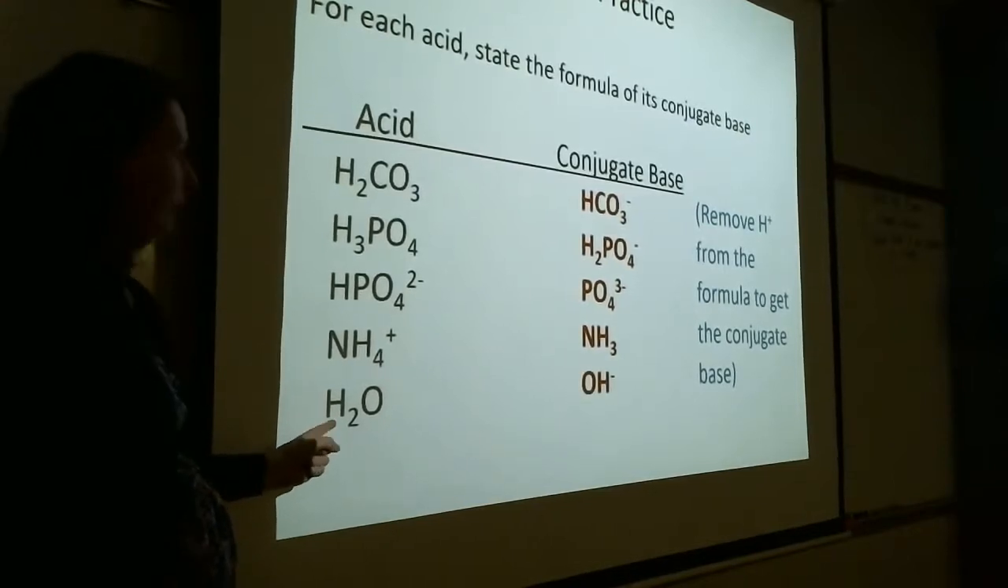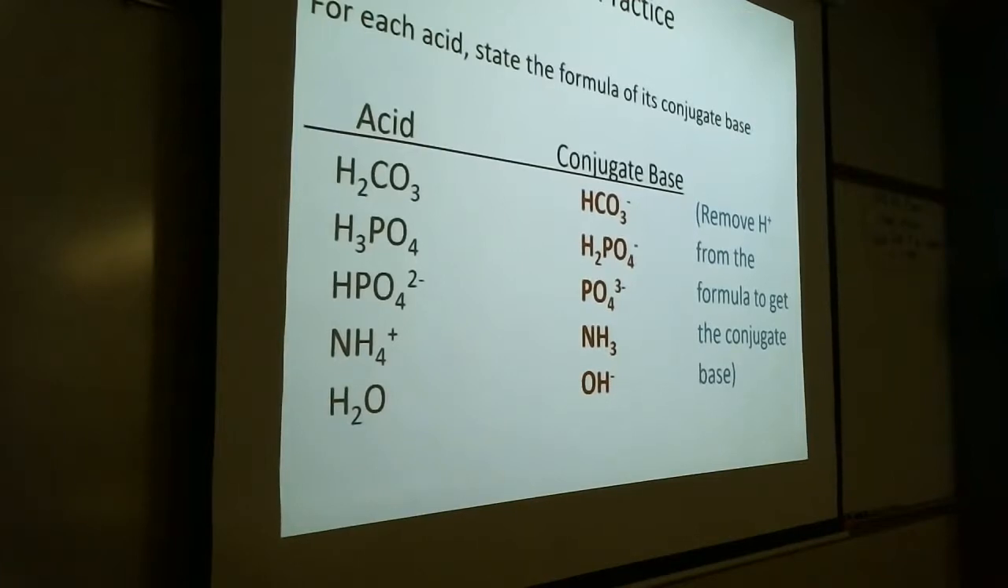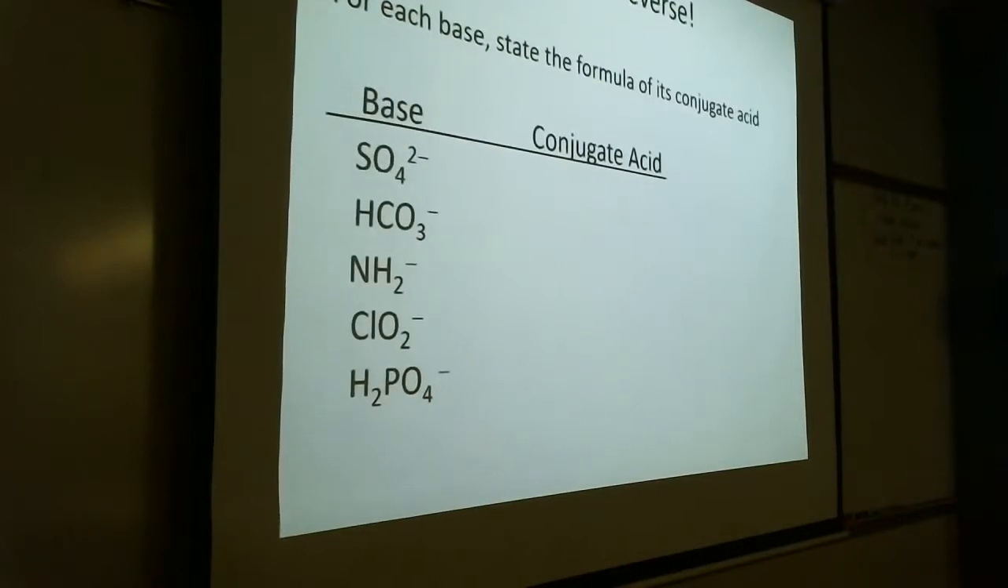OH minus, hydroxide, good. So everyone see how you turn an acid into its conjugate base? Because an acid donates H plus, so therefore you would remove H plus from the formula. Take away the hydrogen and also reduce the charge by 1. Go the other way. This time I've given you a base, and you figure out what the formula of the conjugate acid is. I'll pause the video and give you a chance to try this.